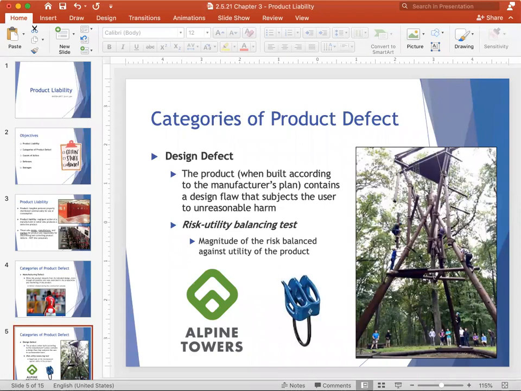Now, the plaintiff asserted a design defect in that the Trango Jaws belay device created an unreasonably dangerous product resulting in their injury.